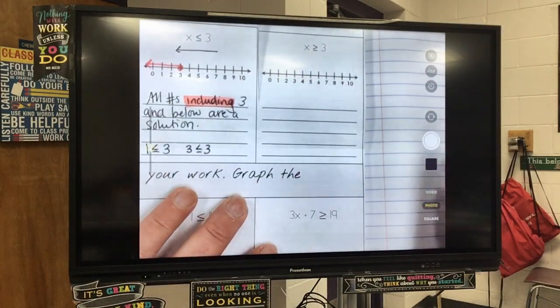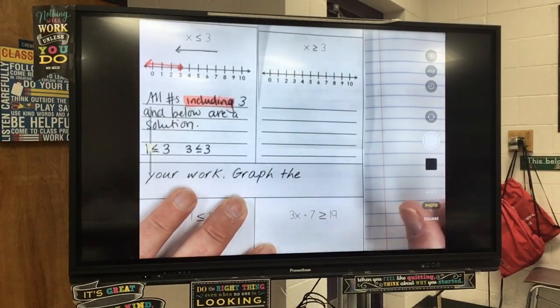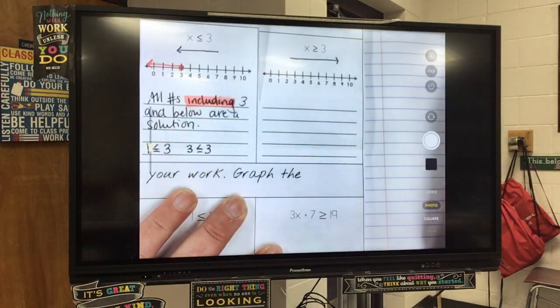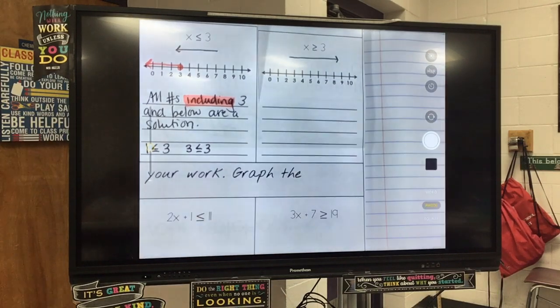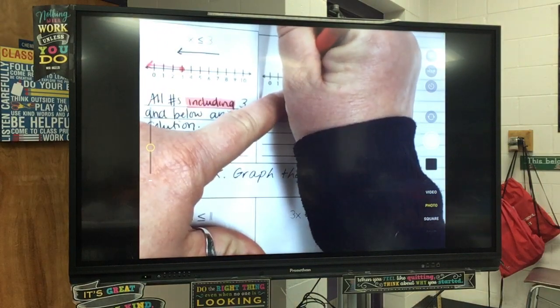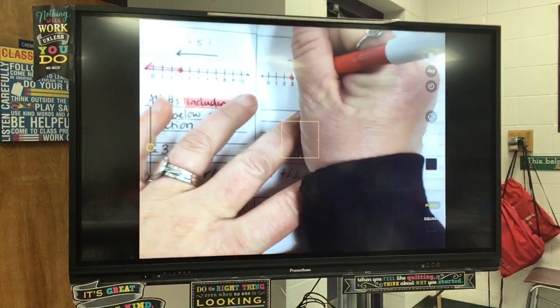And then the last one, x is greater than or equal to 3. Which direction is our arrow going? Kira? And how do you know? How do we know that our arrow is going to the right? Michaela? The symbol is pointing to the right and our variable is located on the left. All right, we know from the previous one that we are using a closed circle. So we're going to do that. And then which direction is our arrow going? It's going to the right.